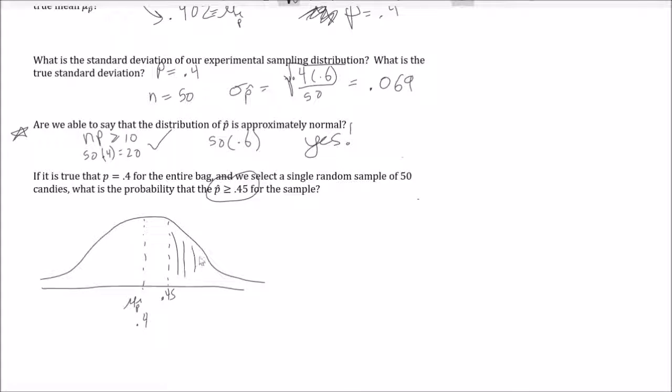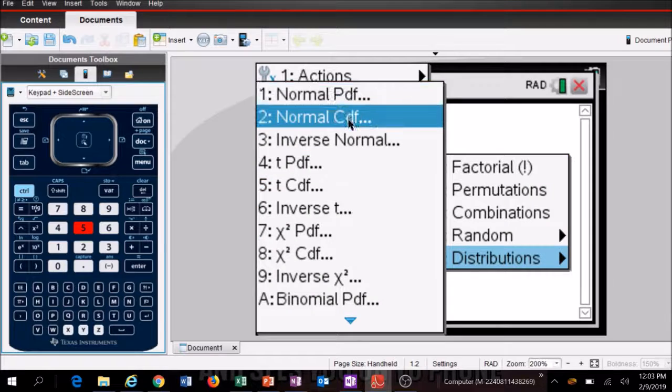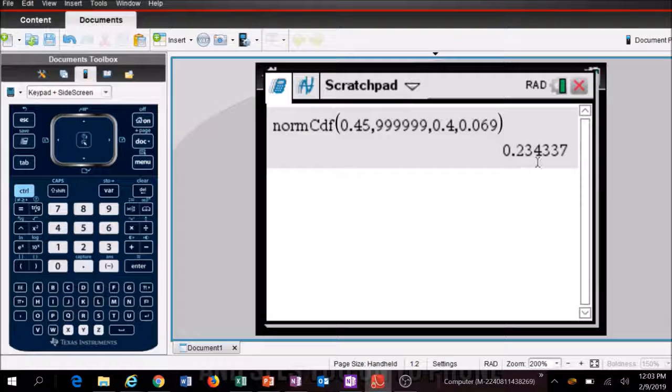So that's just this. When we go to do our normal distribution calculation, let's pull up the Inspire here. I'm going to go normal distribution, so menu 5 5, and go to normal CDF. My lower bound is 0.45. My upper bound is going on forever, as we saw in the image. The mean, we're told, is 0.4, and the standard deviation we calculated two questions ago as 0.069. Let's see what we get. 0.234.